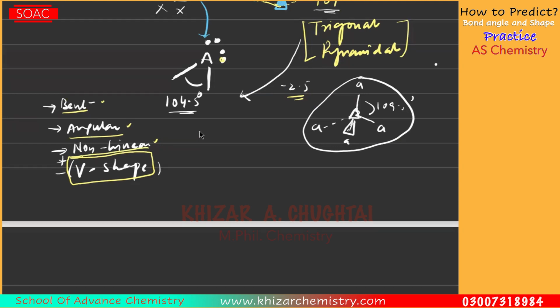In addition to that, specifically in this case, you can write the shape of the molecule as V shape, victory shape, and so on.